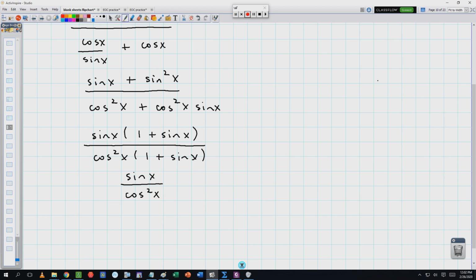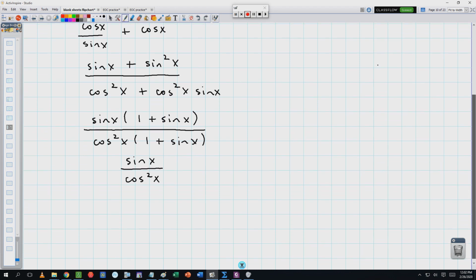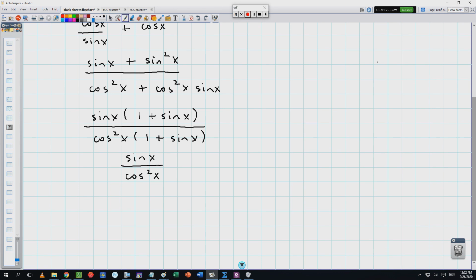Okay, remember the goal was a tangent and a secant. I'm going to split up the cosine squared on the bottom. I'm going to have a sine over a cosine, and I'm going to have a 1 over a cosine. Normally we don't do that, we go the other way, but I can work in reverse. Sine on top of cosine is your tangent, and 1 on top of cosine is your secant. And that was the target.